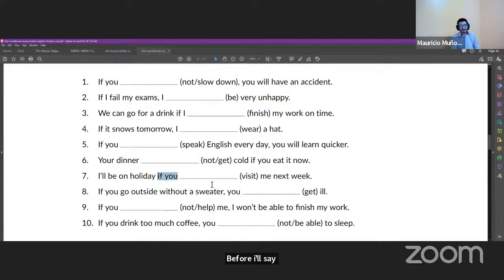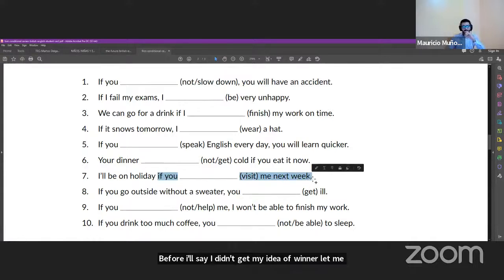O sea, ahí ya no iría el will, iría... No, solo el verbo que ves ahí. Okay. Correcto. I'll be on holiday if you visit me next week.